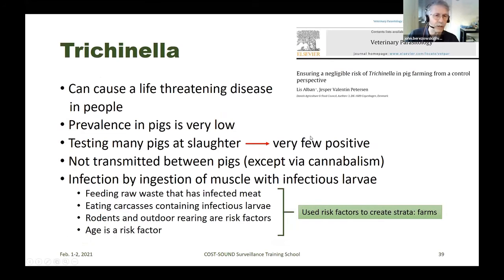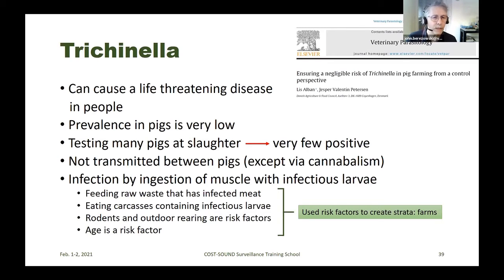The last one I'm going to talk about is trichinella, because it is set in a different setting, and it also looks at risk factors for farms, and farms are categorized as being high risk and low risk. So trichinella, of course, can cause a life-threatening disease in people. The prevalence in the EU in pigs is very low, but we still test many pigs at slaughter and get very few positives. So the cost for that information is very high because the cost of testing is high.